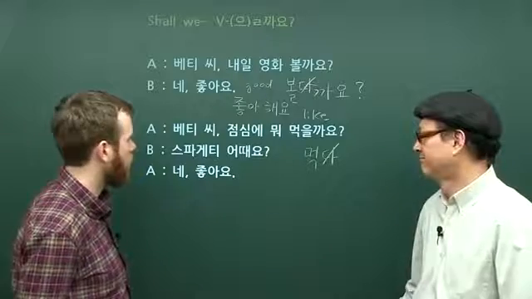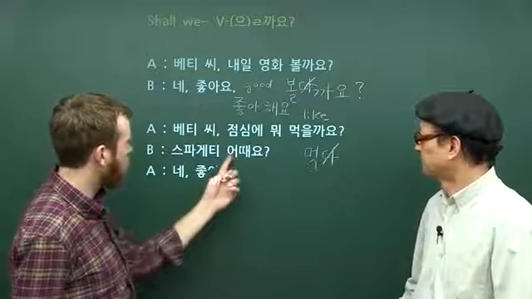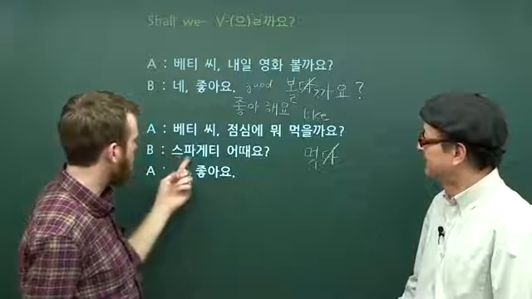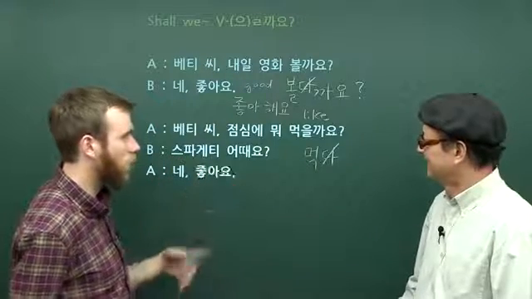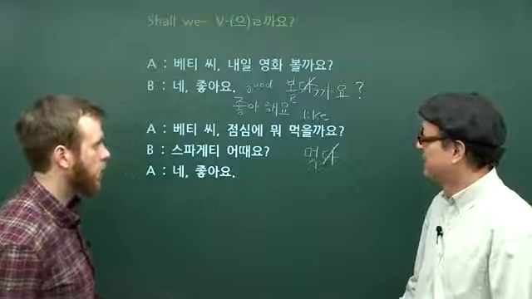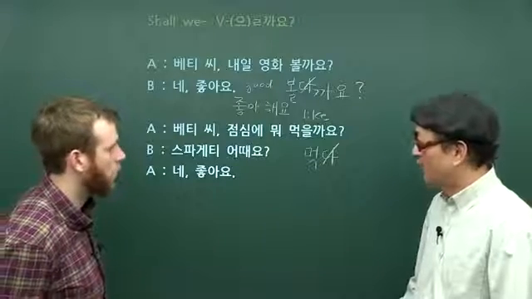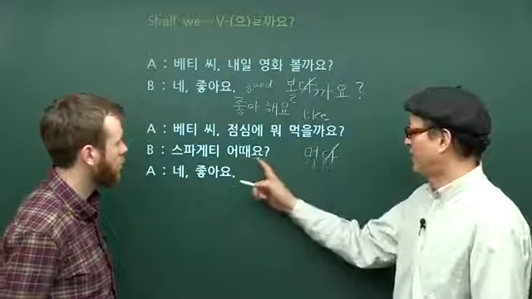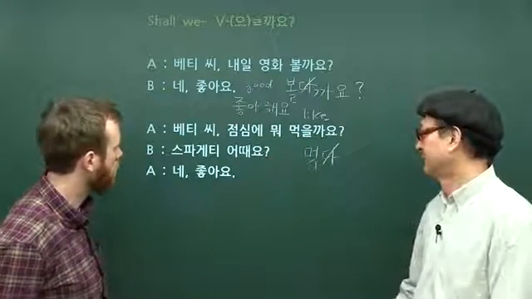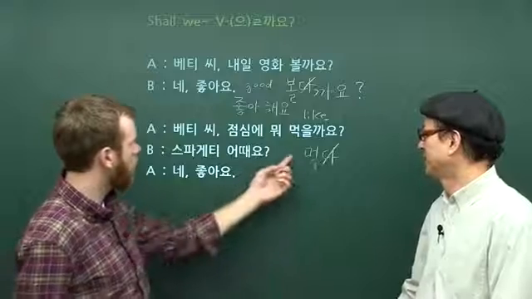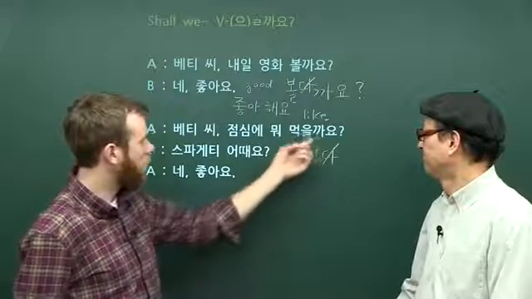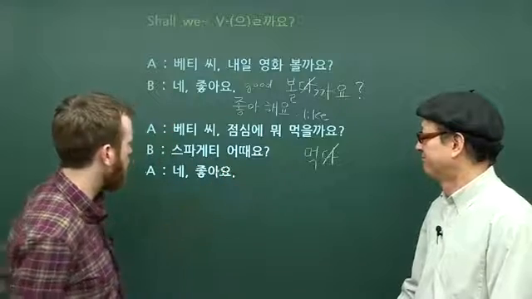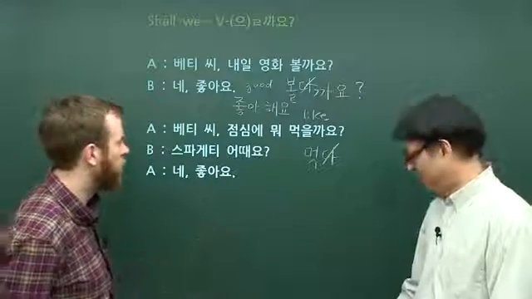네, 좋아요. Okay. So how about if I wanted to use maybe this same form? So instead of how about spaghetti, I want to say, well, shall we eat spaghetti? 스파게티 먹을까요? Okay. 이것처럼 먹다. 스파게티를 먹을까요? Good. Yeah, so I'm just inserting the exact same thing as I did in my first sentence to say, how about, or shall we eat spaghetti?